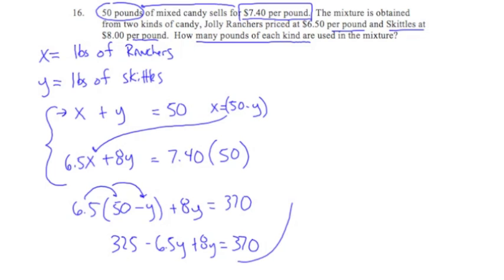Okay, let's come over here to finish the problem. So I'm going to combine like terms. So that 325 is going to stay as is. Now I have a negative 6.5 and a positive 8. That's going to give me a positive 1.5 when I combine my y terms, equals 370. Okay, now I want to subtract 325 from each side.